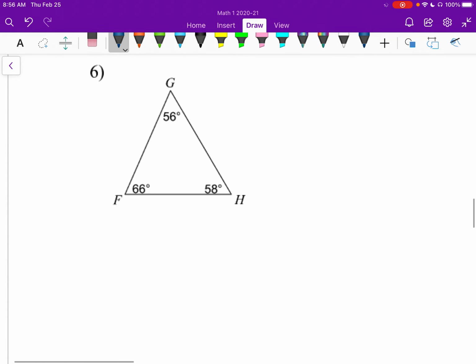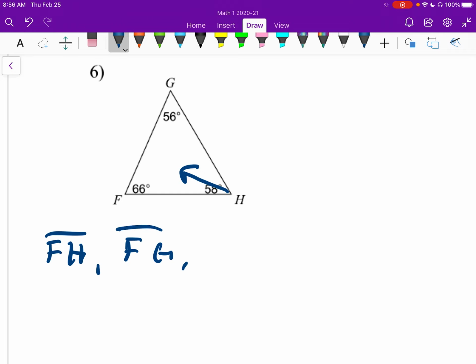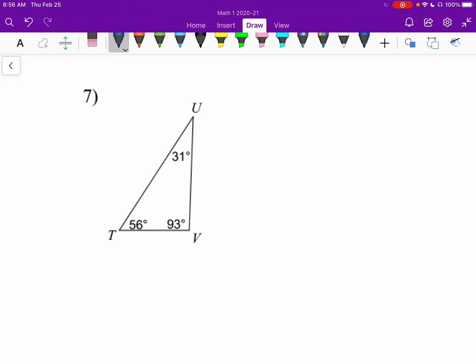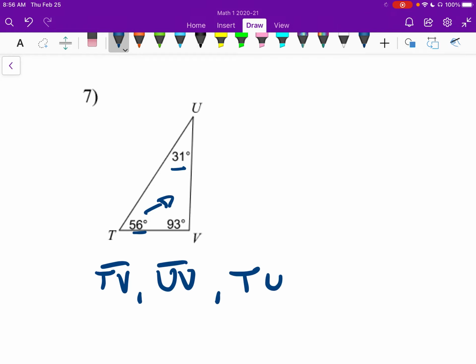Number 6, the shortest side here will be opposite 56, so that is FH. Then we have 58, opposite it is FG, and lastly we have GH. Number 7, our smallest one is 31, so opposite it is TV. Next up is 56, so opposite it is UV. And then we have the 93, TU.